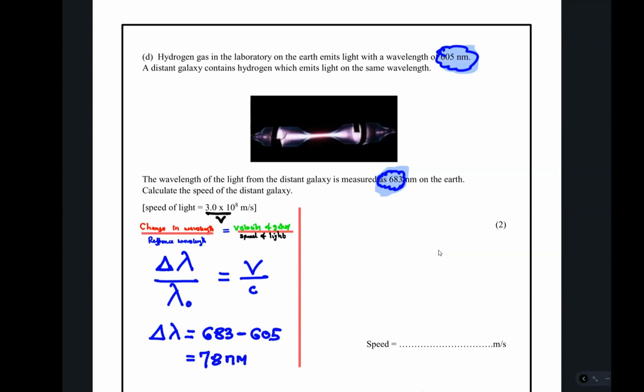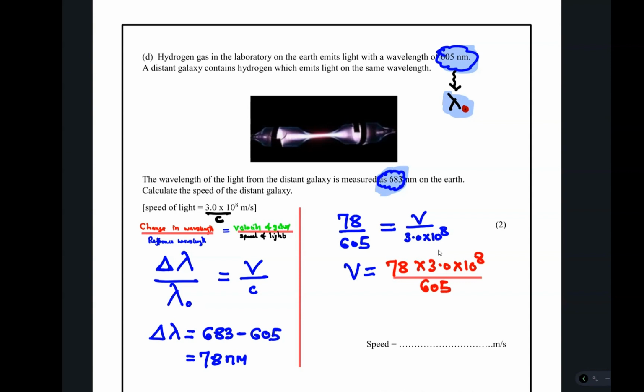Now once we have that, we can substitute into the formula. We have this is the reference wavelength, which is lambda naught, and we have the formula, and then we substitute. So the speed of the galaxy is going to be 3.87 times 10 raised to power 7 meters per second.